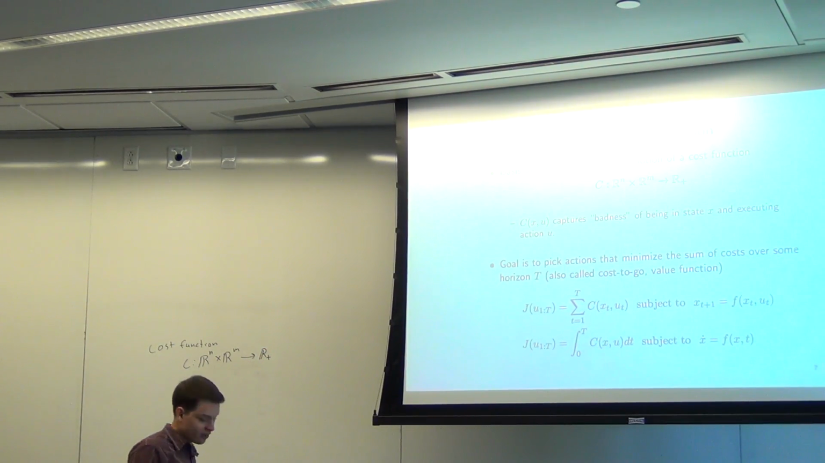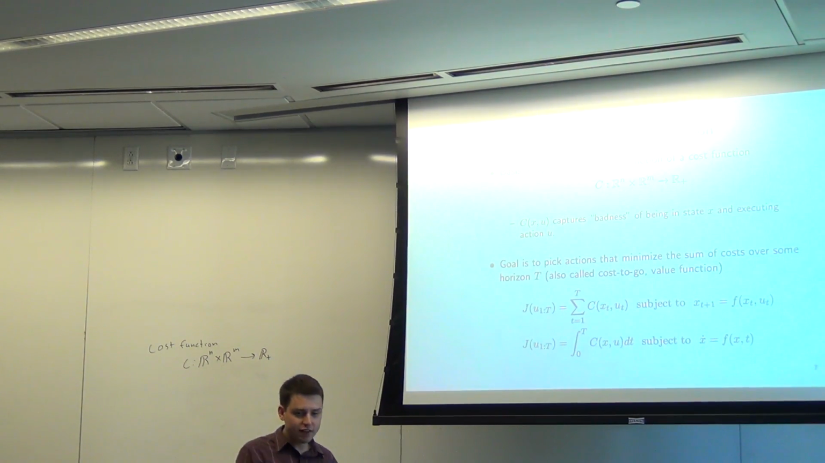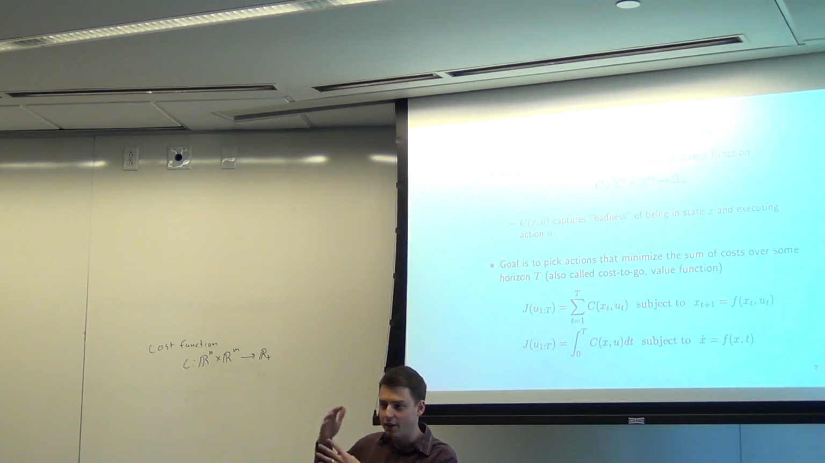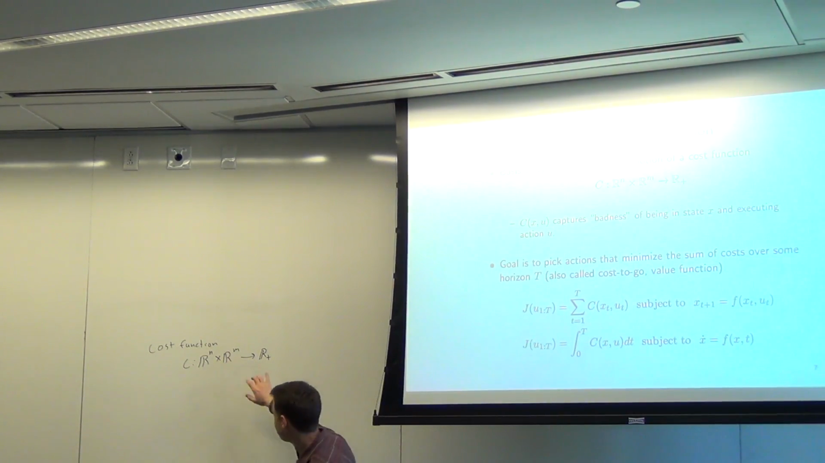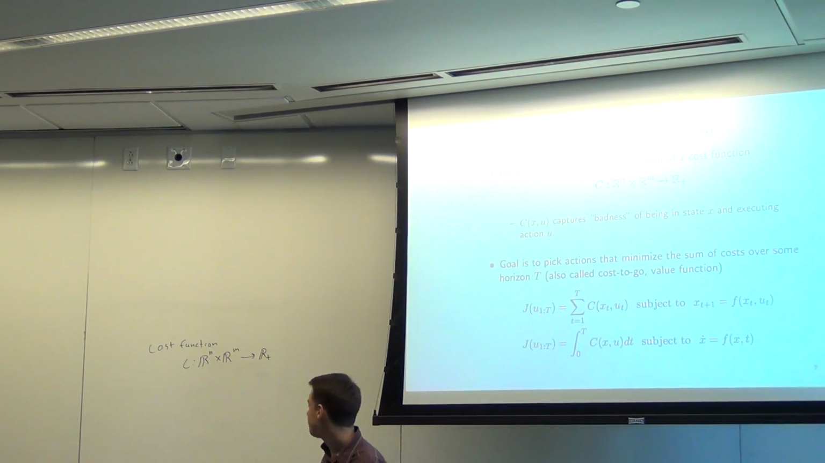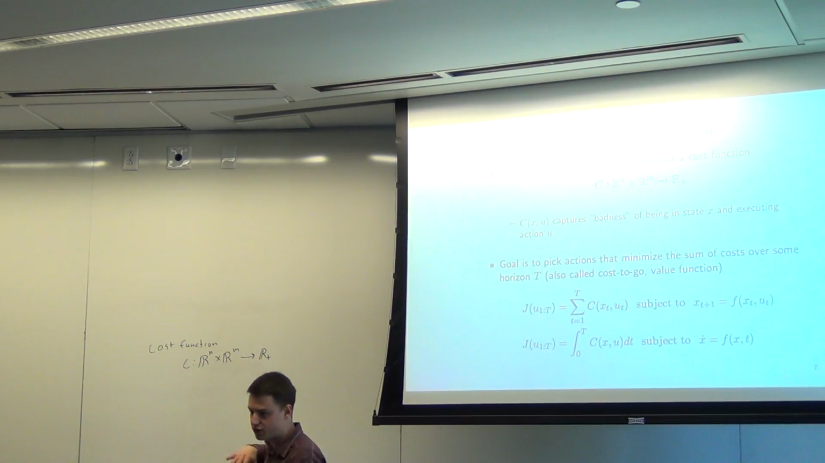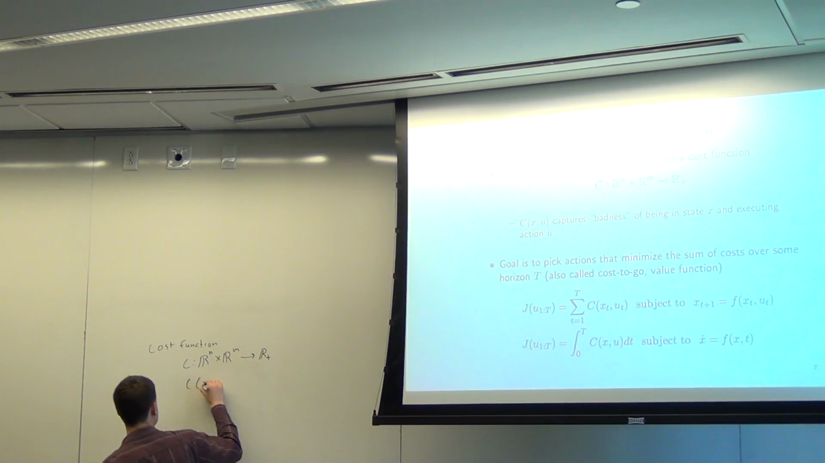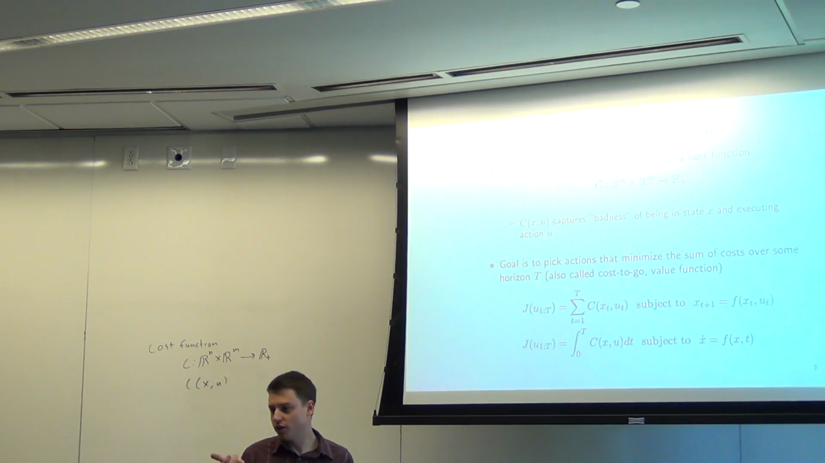This is conceptually similar to a loss function like we had in machine learning. A loss function said essentially, given a true value of our output, how bad is it to predict something? What this says is, given a state and a control, how bad is that state and control? We'll assume it's always a positive number, just for simplicity. So C of x and u captures the cost of being in state x and taking control u.